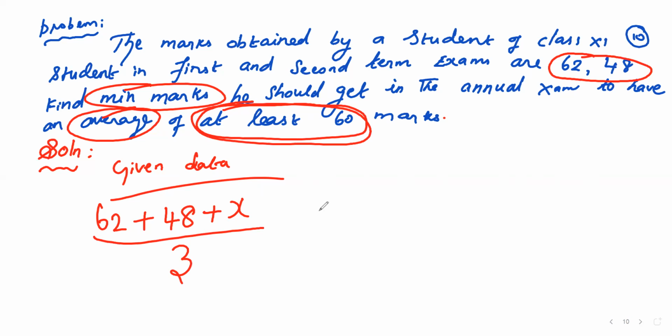Okay, what sign will come? You put this symbol, at least 60, and he can get more than 60 also. He can get more than 60. That's why this symbol. Okay? This is the given data. Now we can do it. Make it fast. Multiply both sides by 3.